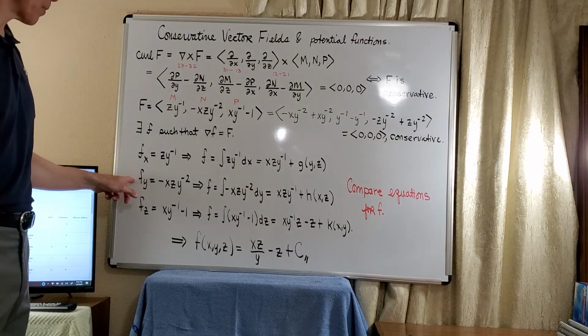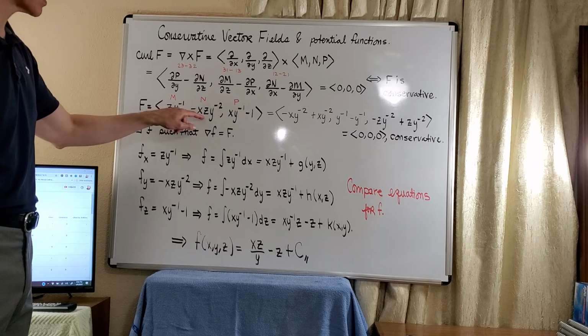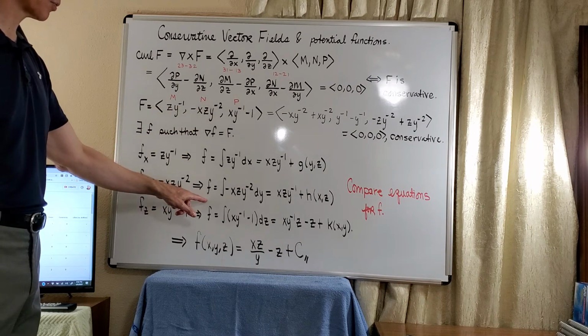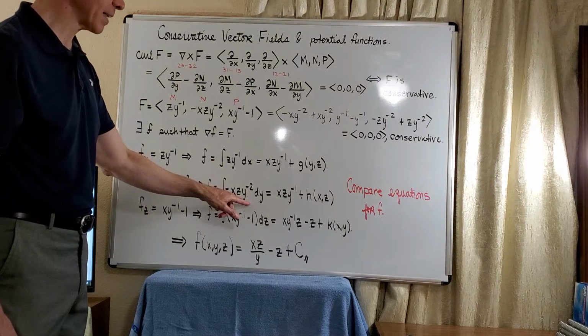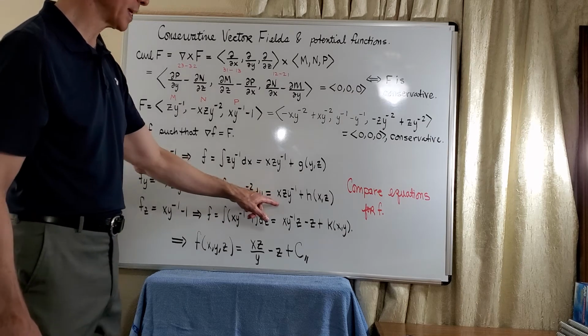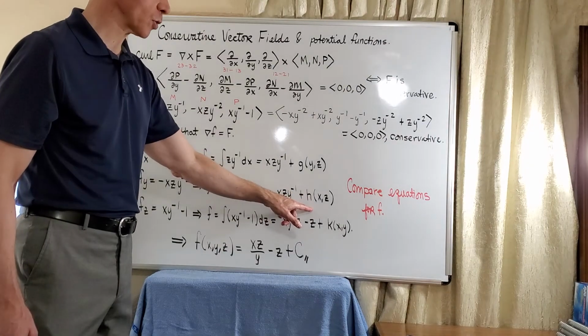Next, the y partial of the potential function will be equal to the second coordinate, that is negative xzy to the negative 2. And then we do partial integration with respect to y. So again, add 1, divide by the new power. The new power is negative 1. We divide by negative 1. We absorb the negative, and we get xzy to the negative 1 plus a constant in terms of x and z.